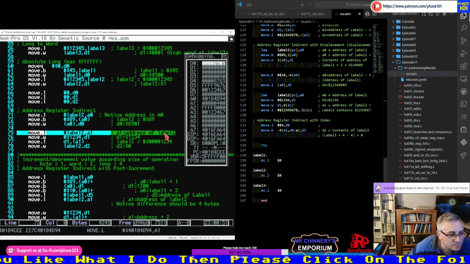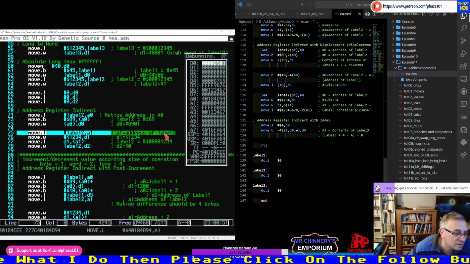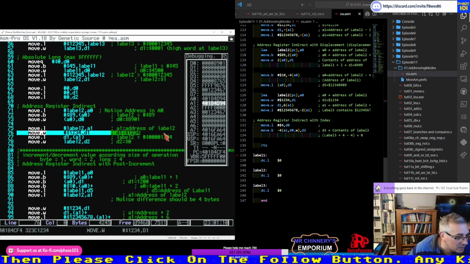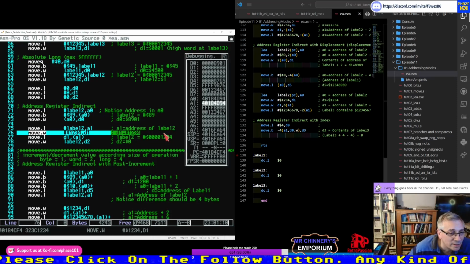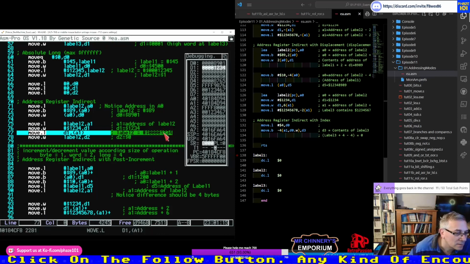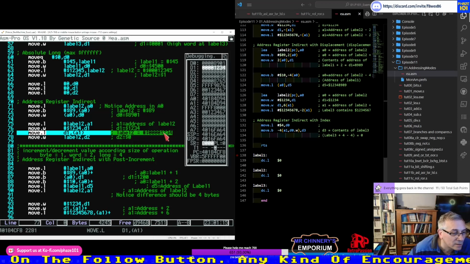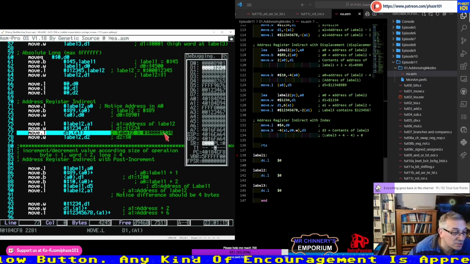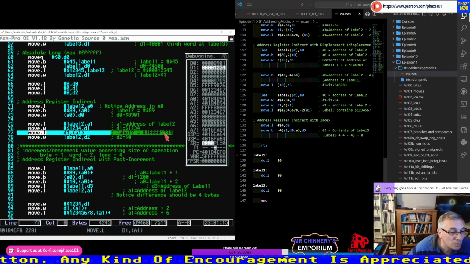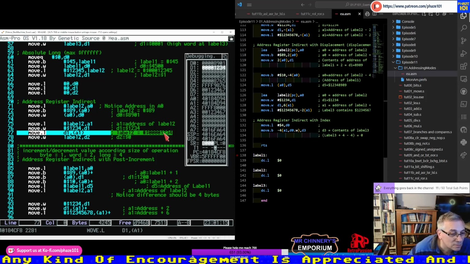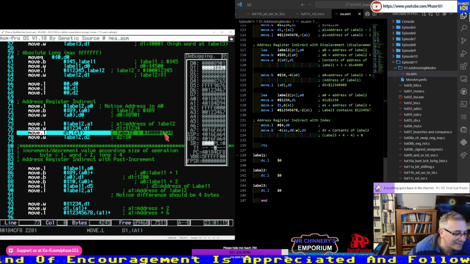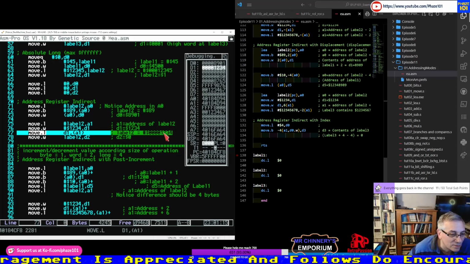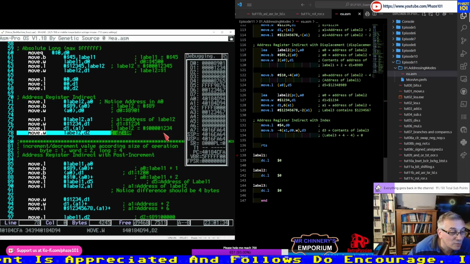So we're moving the address of label 2 into A1 again. We're moving word 1, 2, 3, 4 into D1. And we are moving D1, this time long, into what's in A1. So at label 2, we get 0, 0, 0, 1, 2, 3, 4, because it's a long. And then we move word.